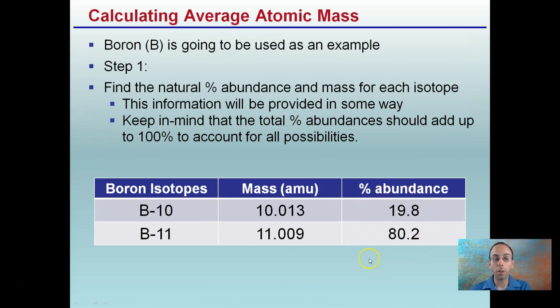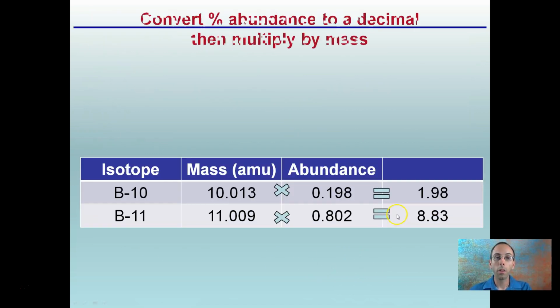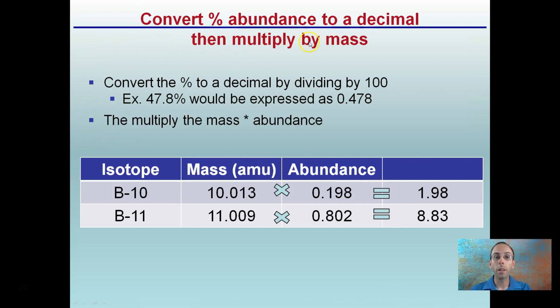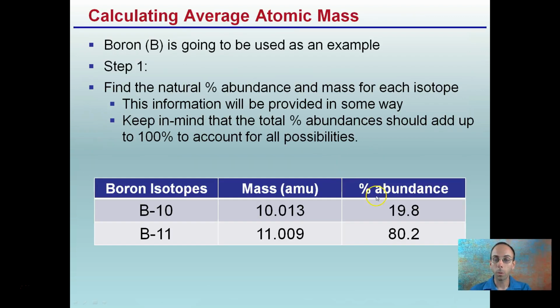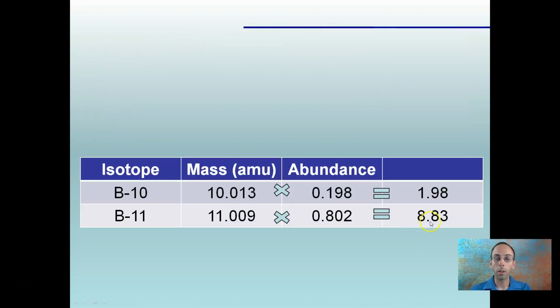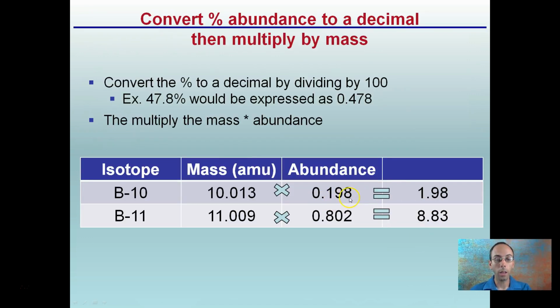So this is percent abundance. We need to account for all the isotopes. That'd be 100%. So now we want to convert the percent abundance to a decimal and then multiply by the mass. So how do we go about doing this? To convert the percent to a decimal, we divide by 100. So if we look at our abundance, we go back for one moment, 19.8% and 80.2% are then converted to 0.198 and 0.802. So here's our example here. 47.8% would be expressed as 0.478. We're simply moving the decimal 2 places to the left.